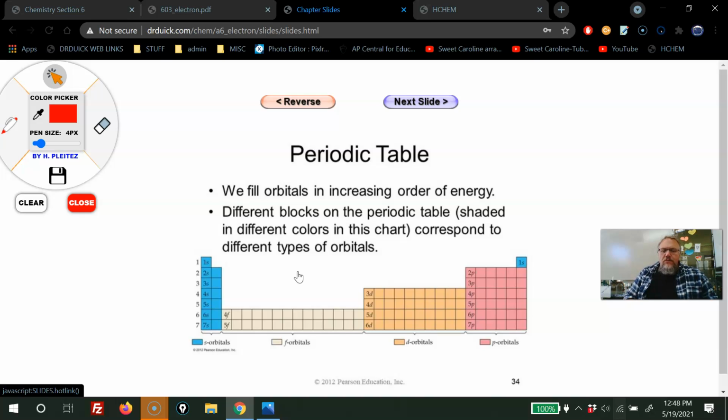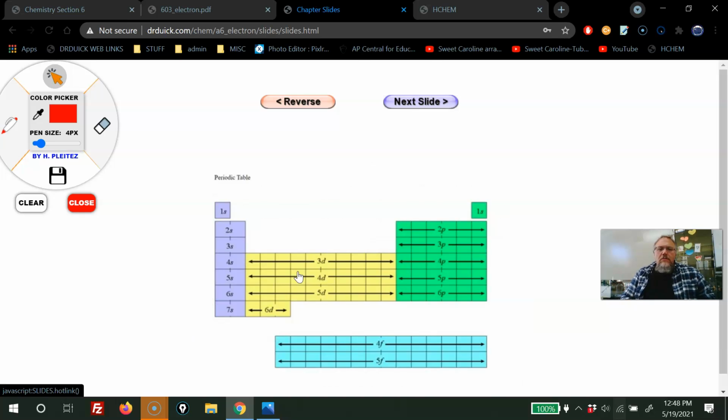It'd be nice if it was like this, but they don't do it like this. In fact, they stick it all together in one, like this. But just keep in mind, you load across as you read. So it goes 3s, and then it goes 3p, then it goes 4s, 3d, then 4p.